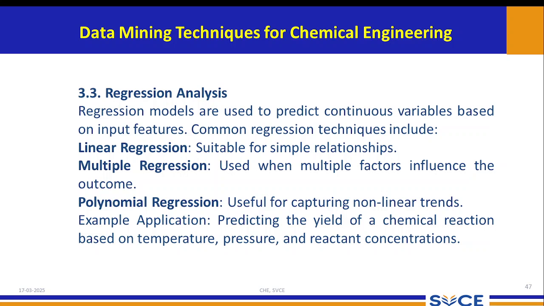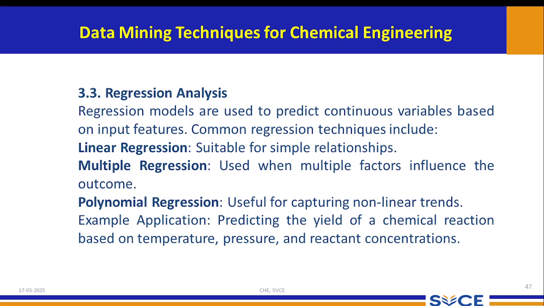Linear regression: the relationship between the variables is linear, suitable for simple relationships. Multiple regression uses multiple factors that influence the outcome. So multiple variables have been correlated. For example, you have multiple independent variables, and one response.